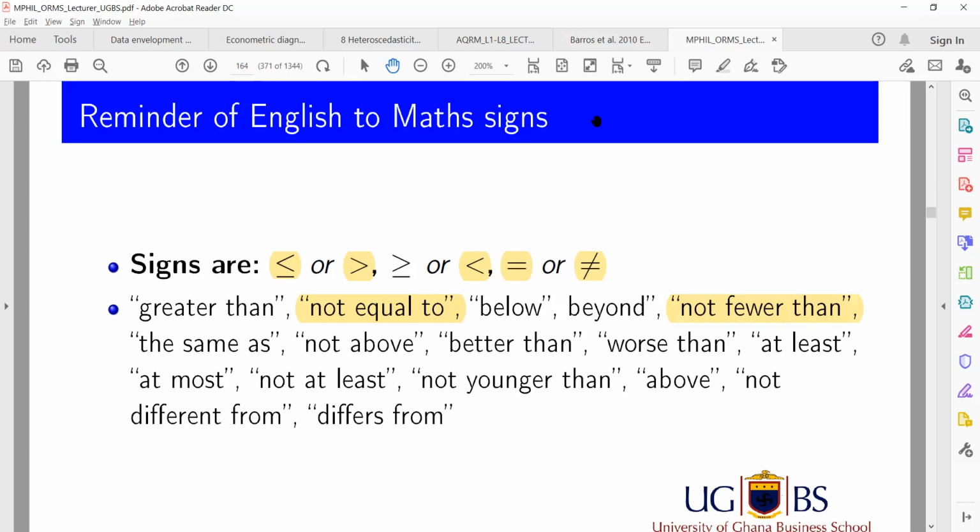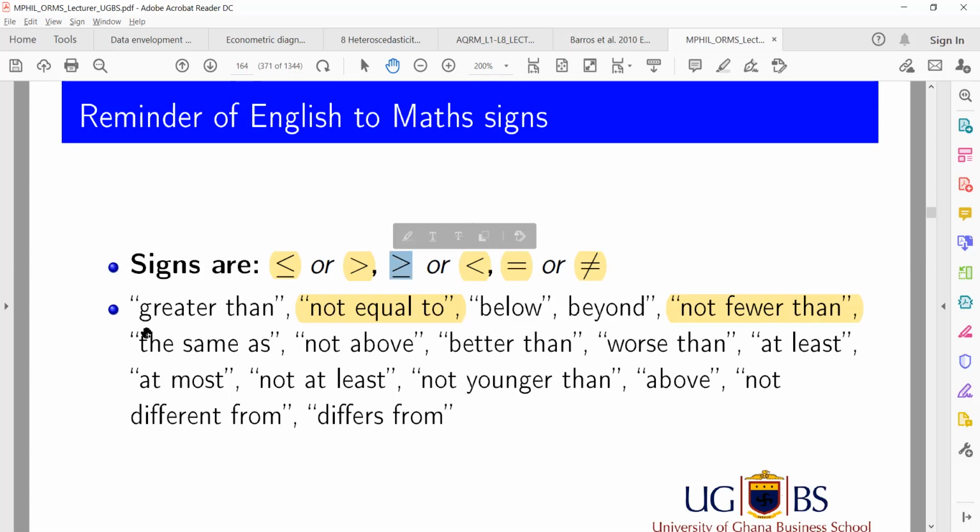And so not fewer than is not greater than, but rather it is greater or equal to. That's it. So please note, if you wrote down fewer than, that would be less than. Fewer than will be less than. And so what is the opposite of less than? Well, that's it. Greater or equal to. The opposite of less than is greater or equal to.